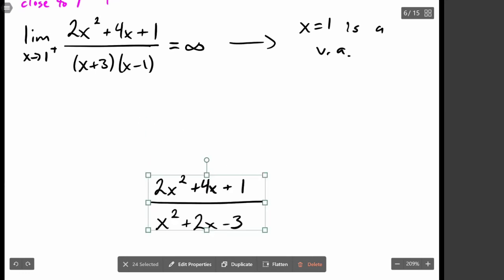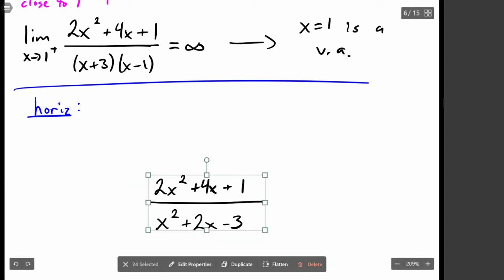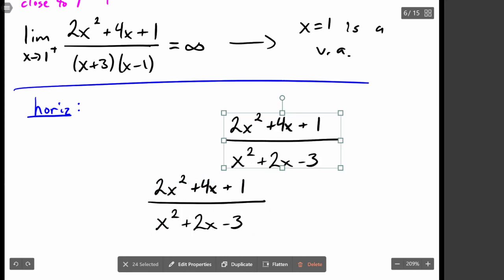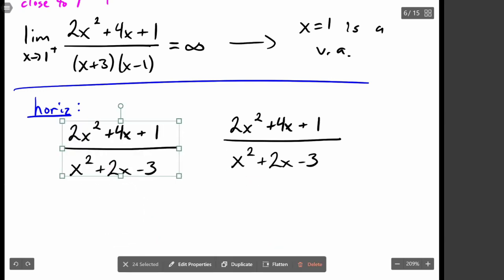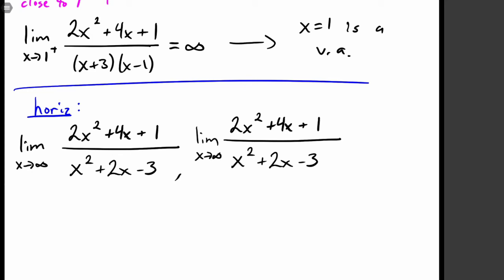All right. So let's go for the horizontal asymptotes now. All right. So what do we want to do here? Well, we need to compute 2 limits. Right, we need 2 limits. We need to compute the limit as x goes to infinity, and the limit as x goes to minus infinity. And these can be 2 different things.